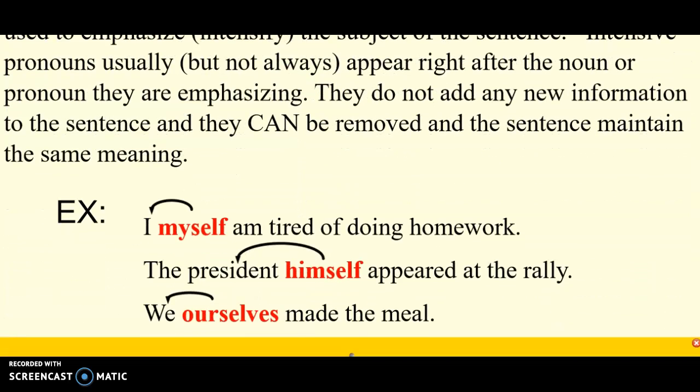Intensive pronouns typically, but not always, will follow the subject. I myself, president himself, we ourselves. They do not give me any new information, and I can take them out of the sentence, and the sentence would still make sense. Okay?